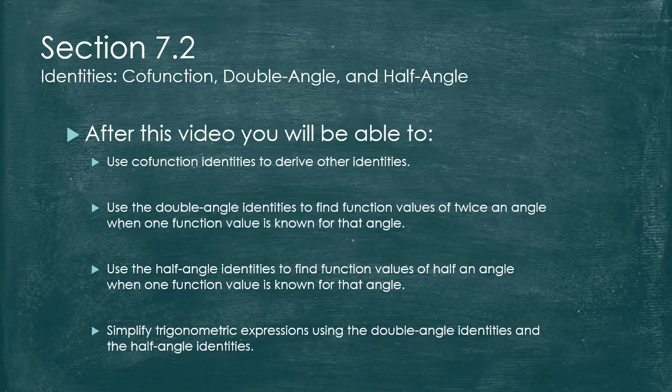So my goal for you by the end of the video is to be able to utilize any and all of those identities as I just mentioned, to be able to either derive some identities or to be able to find some specific function values of either twice an angle or half of an angle if I actually know one of the function values for the specific original angle. The last thing will be being able to simplify trigonometric expressions that contain some double angle or half angle identities, which is again relatively similar to what we had covered in the previous section 7.1.